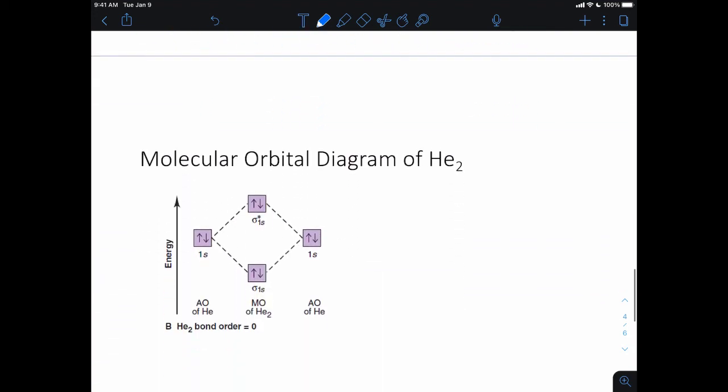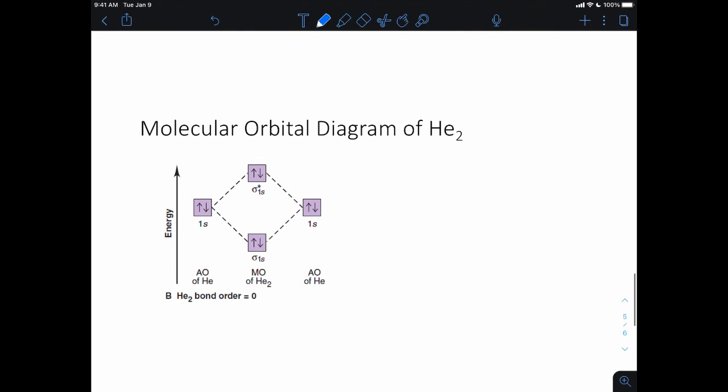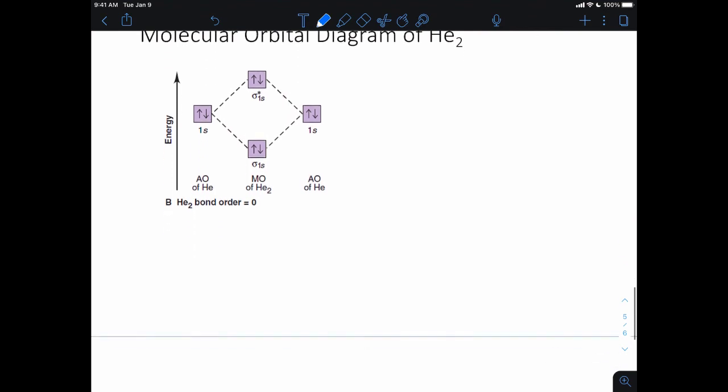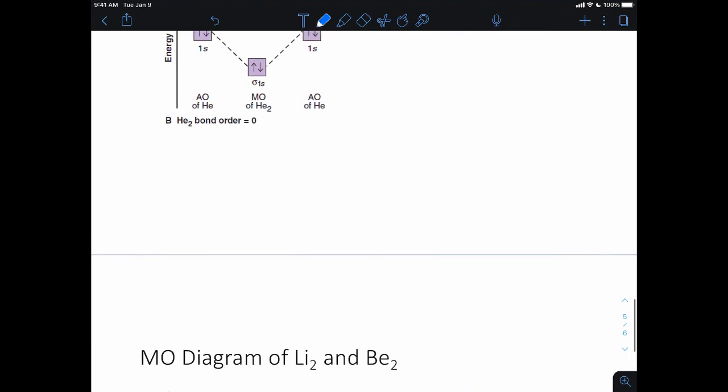And again, there's the picture taken from a text. It shows the same picture we just drew. And then we could draw 2 more examples. We could draw Li2 and Be2. You should pause the video here for a second. Draw those 2. Which orbitals would those atoms be using?